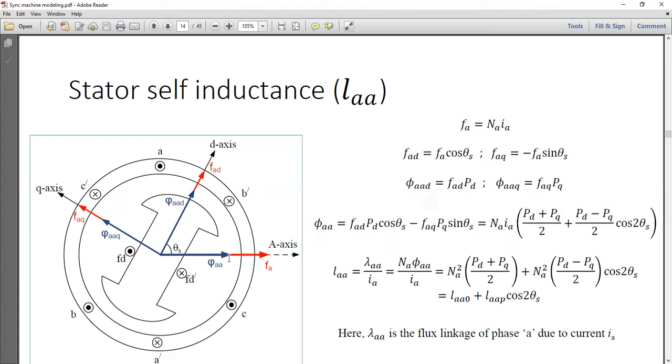So FA would be established along the A axis. You see the red arrow here, FA along the A axis. That is the direction of FA, the large red one. Then the second step was to split the FA along the D axis and the Q axis. So we split the FA.